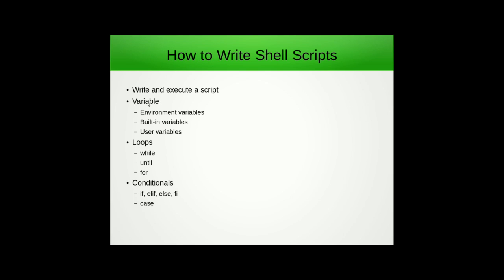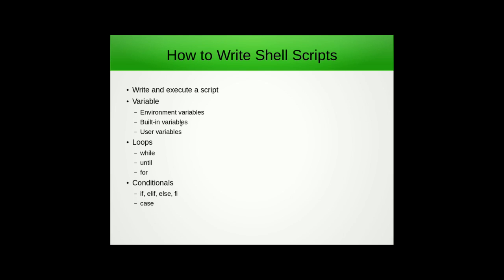And then we talked about variables. We talked about 3 different kinds of variables. We talked about environment variables, which are set up after you log in. So the system is going to set up a large number of environment variables, and you yourself can also define environment variables by modifying the .bashrc file. And then we talked about those built-in variables.